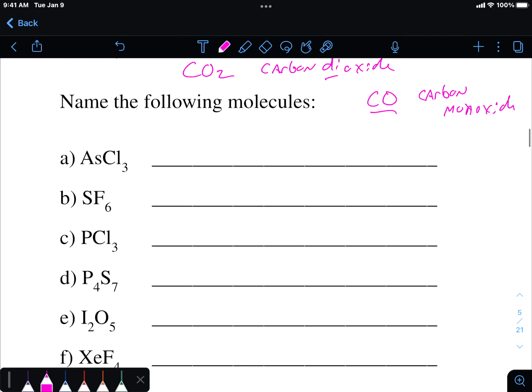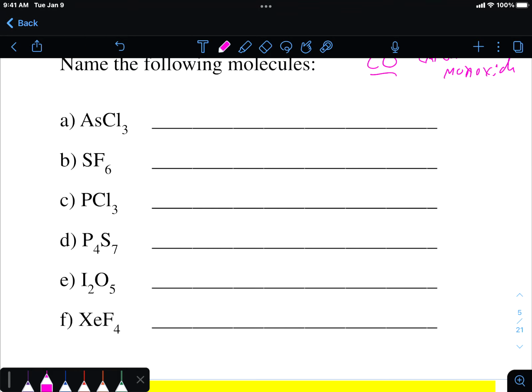Okay, so here we have some examples. Let's go through and name these using the prefixes. AsCl3. Arsenic trichloride.